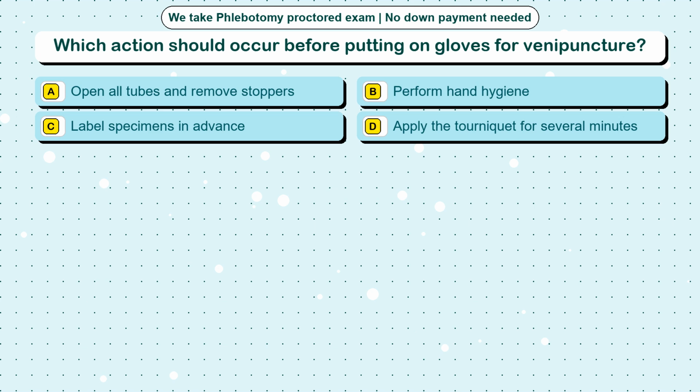Question 68. Which action should occur before putting on gloves for venipuncture? Option A, open all tubes and remove stoppers. Option B, perform hand hygiene. Option C, label specimens in advance. Option D, apply the tourniquet for several minutes.